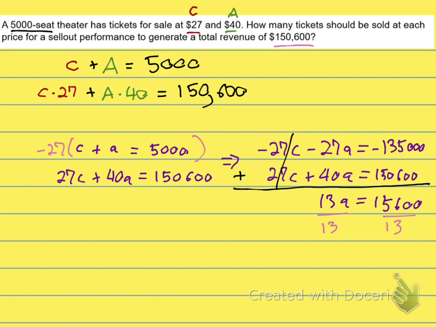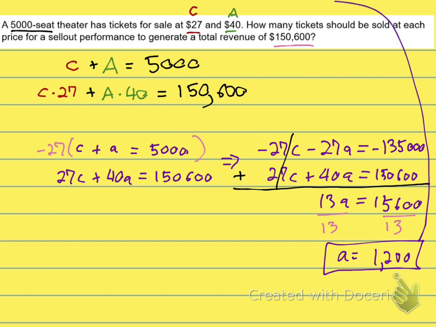And I feel good about this because my A is a nice whole number, 1,200 tickets. So that's how many of the $40 tickets I've sold.